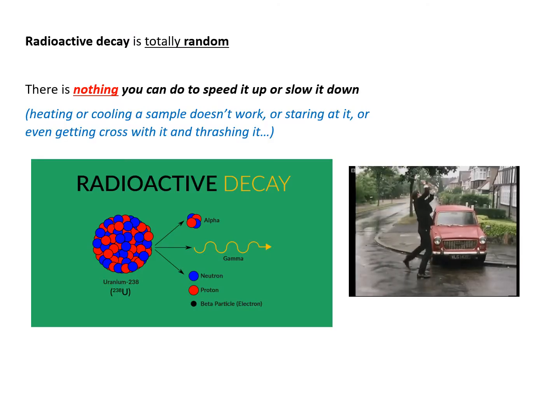So radioactive decay is totally random. Nothing you can do to speed it up or slow it down. Heating or cooling a sample doesn't change the amount of radioactivity that we've got.